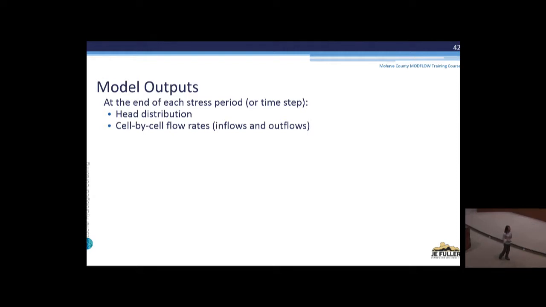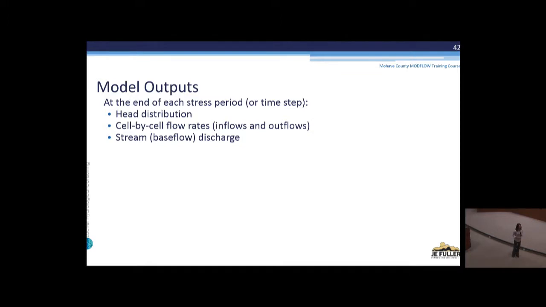It's a very detail-oriented process, but what this allows you to do is also set up zones. You can say, well, overall in this part of the basin, what is the amount of recharge that's coming in, and what is the amount of flux out through wells? So you can identify areas of the model in which you're interested.